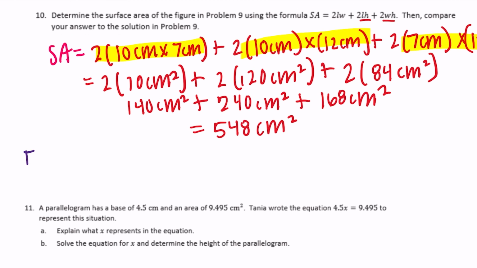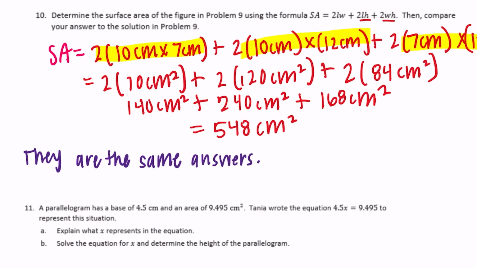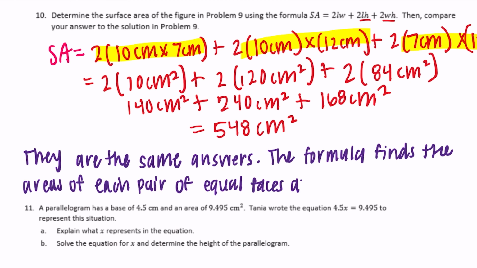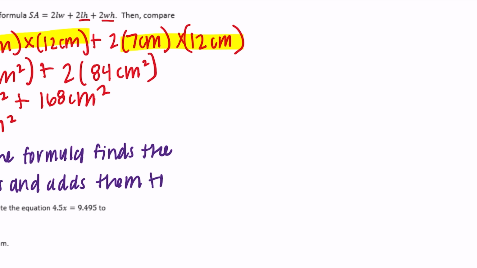So let's say they are the same answers. The formula finds the areas of each pair of equal faces and adds them together, like we did with the net.